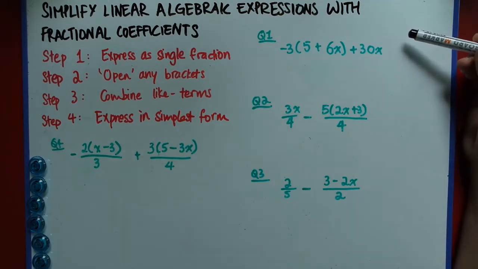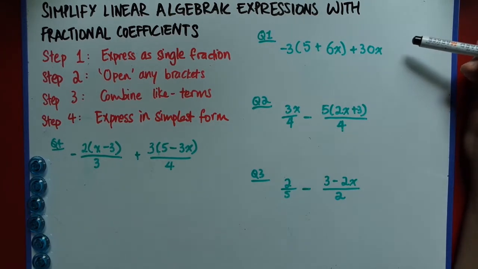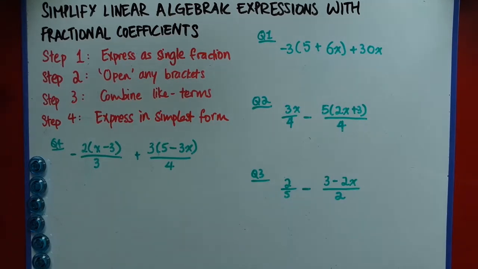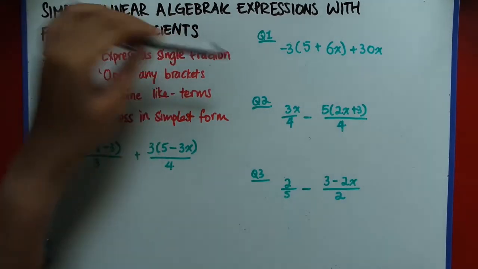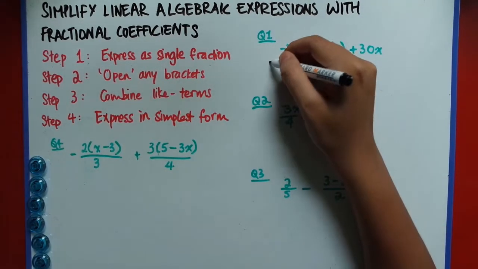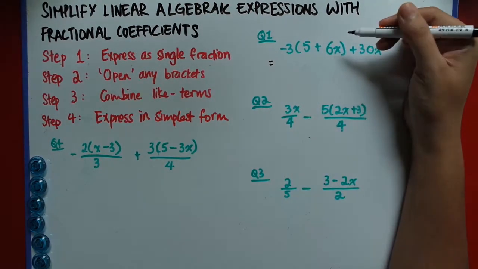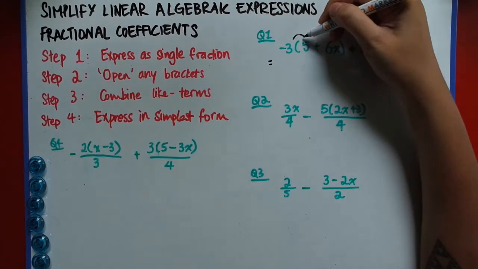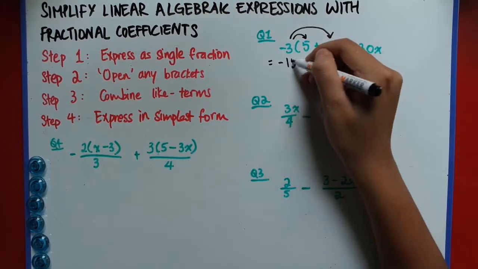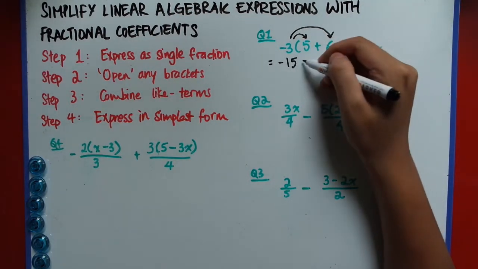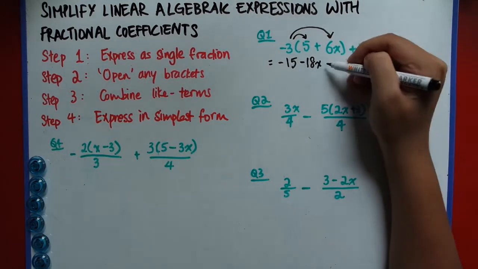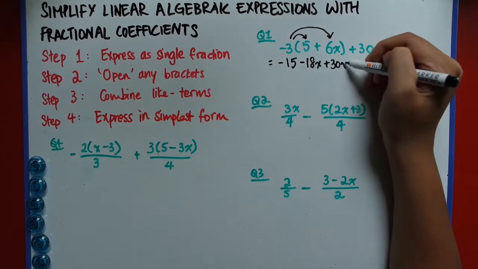For the first question, it's not a fractional coefficient kind of question. I just wrote it here just to get you warmed up. If you're not dealing with questions with fractional coefficients, you pretty much just ignore step 1, but the rest of the steps are the same. First step, open up any brackets. Here I have minus 3 multiplied by 5 plus 6x. As I've mentioned previously, this is how you do it. Minus 3 times 5 is negative 15. Minus 3 times 6x is minus 18x. And 30x, nothing happens to that, you leave it as it is.